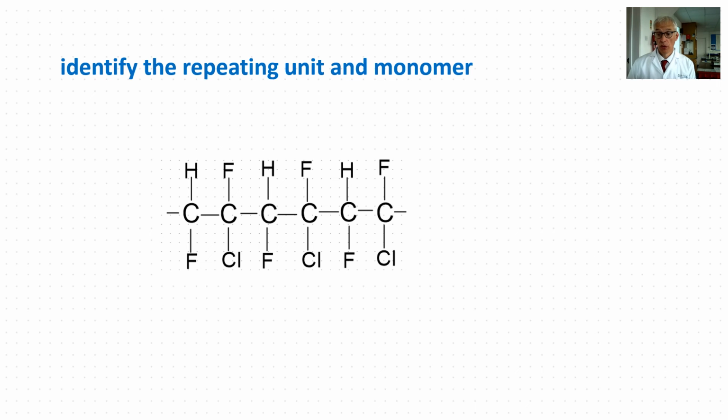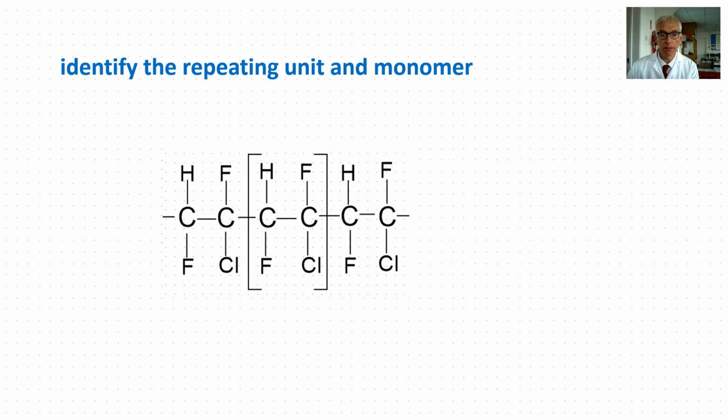So let's give you the problem. Here's a section of a polymer chain. Can you identify the repeating unit and from that the monomer? Pause the video, think it through, resume when you're ready. Okay, so I'm now going to select the repeating unit. Again, it's centered around 2 carbons within the long carbon chain. And from that repeating unit, I deduce the monomer. The monomer must have a double bond.